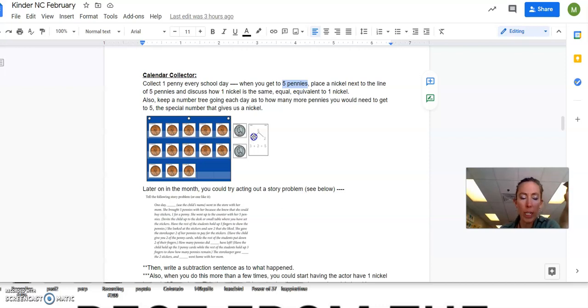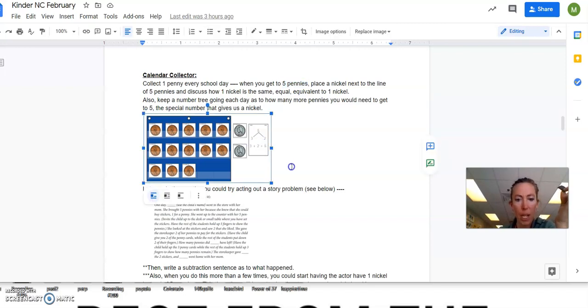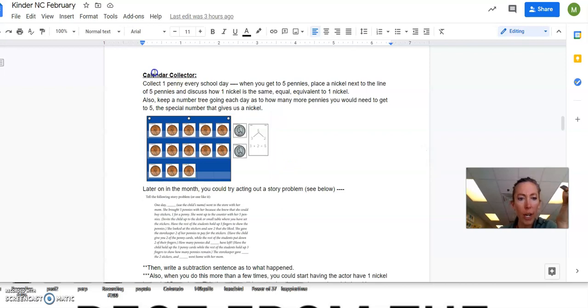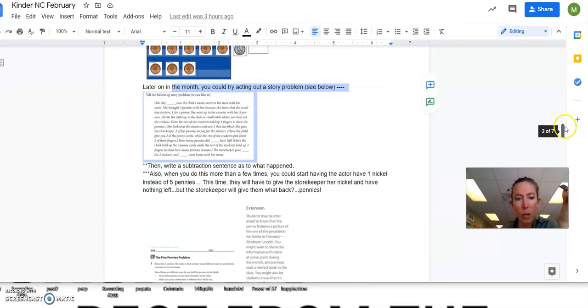Or wherever we're at, we only have 3. And how many more do we need to get a nickel? 2 more. 3 plus 2 more is 5. So that's what that tree is for. So if you were to do anything in Calendar Collector, just be collecting that penny a day, trying to hit that nickel.